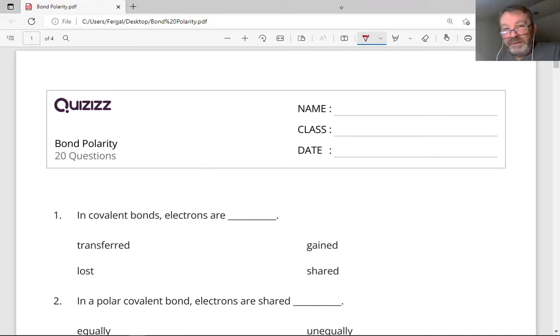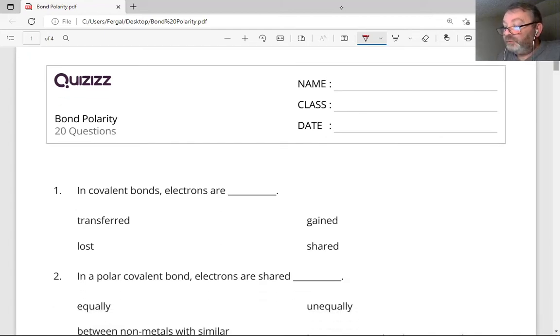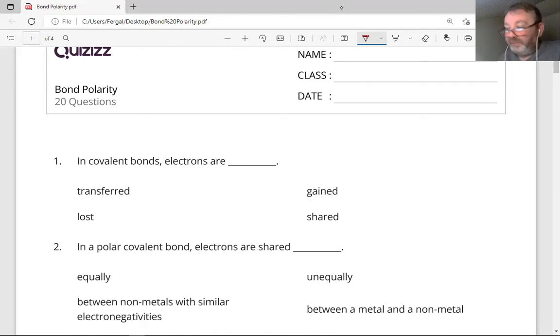It might be no harm, in case it's caused any confusion, that you'll see where the answers come from and why the answers are as they are. So we'll start on the first one, which is the bond polarity. 20 questions. Again, only surface stuff, no real depth until you get to the exam questions, which hopefully we'll look at when we go back to school next week.